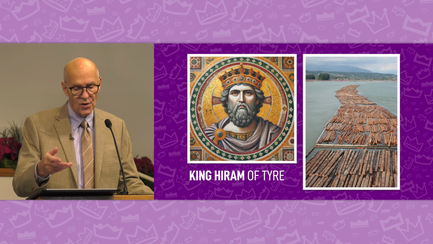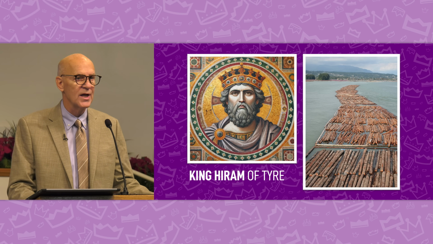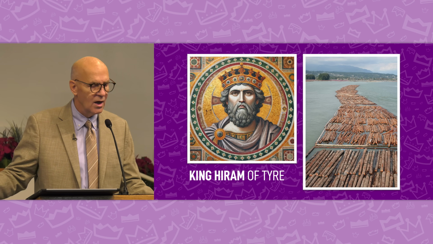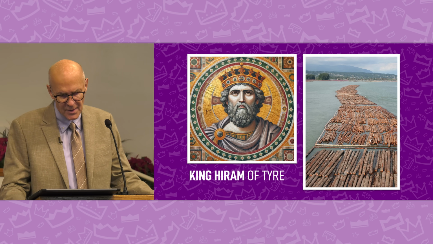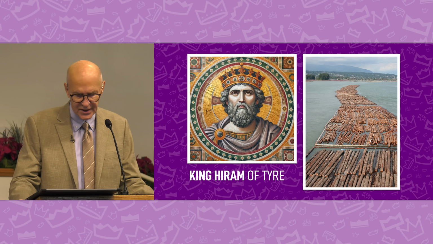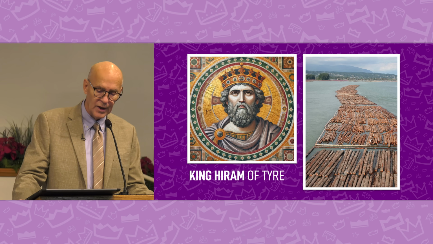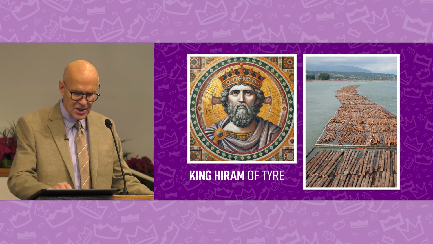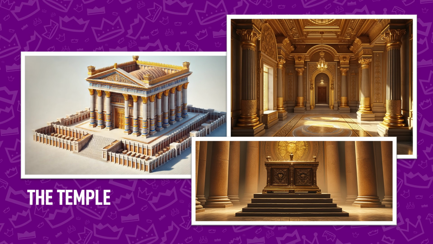This is how the logs were transported in those days. They were cut down and organized in such a way, and they were floated along the shore of the Mediterranean from north to south, and then were taken ashore in order to be used to build for the temple. In chapter 6, the building of the temple begins in earnest, following specific instructions regarding its dimensions and its designs.